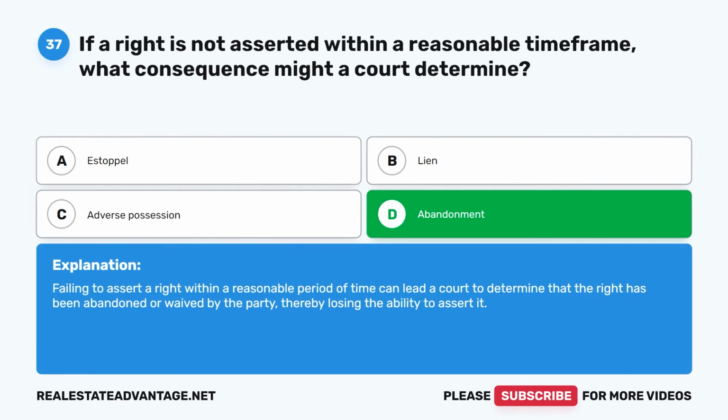Abandonment. Failing to assert a right within a reasonable period of time can lead a court to determine that the right has been abandoned or waived by the party, thereby losing the ability to assert it.